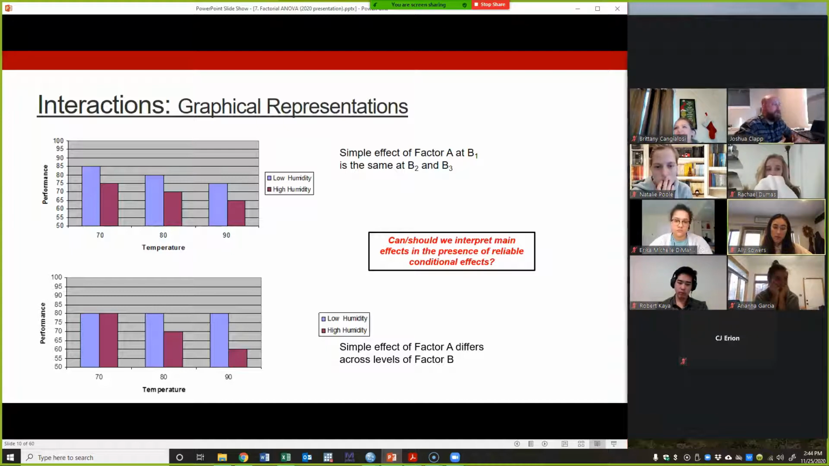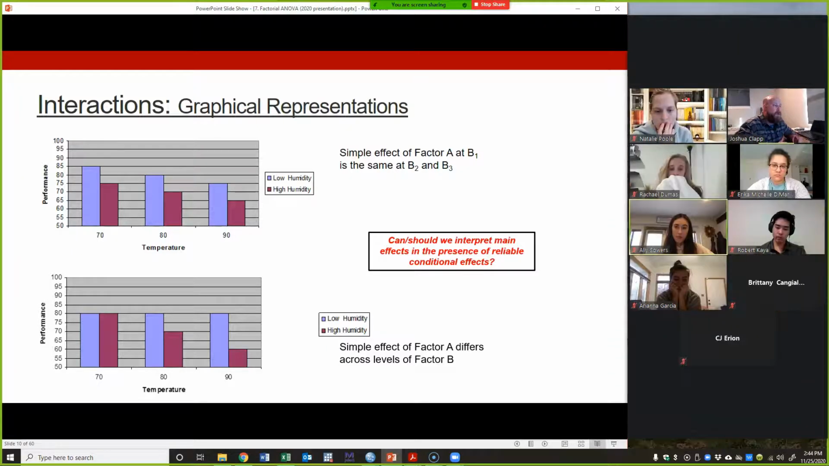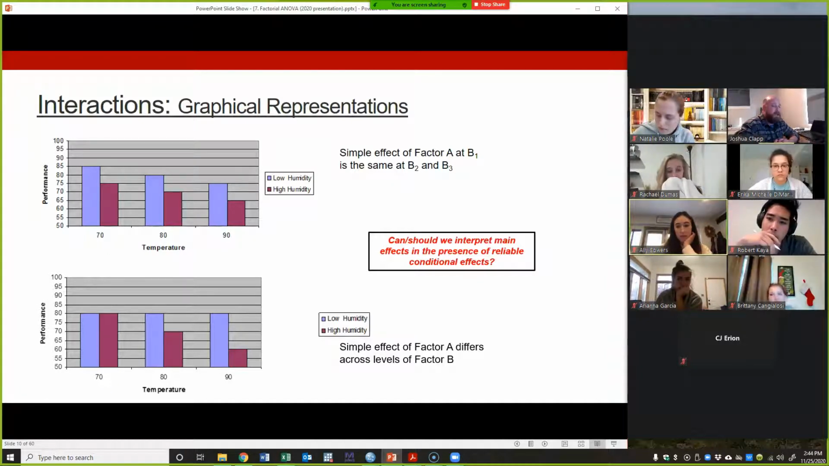And so people will say that you should not interpret main effects in the presence of an interaction, which is a generally reasonable guideline. But my stance on rules of thumb and guidelines is that we have to use our heads and think about things, right? And so let's say we have a different study that's looking at the impact of smoking on heart disease, okay?